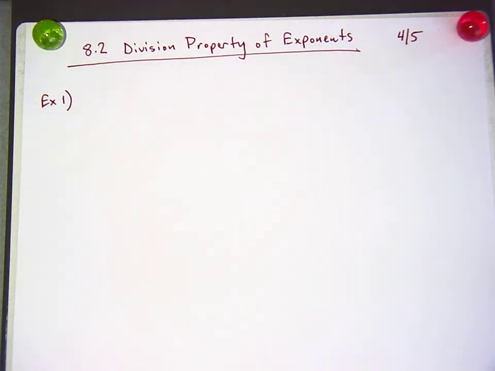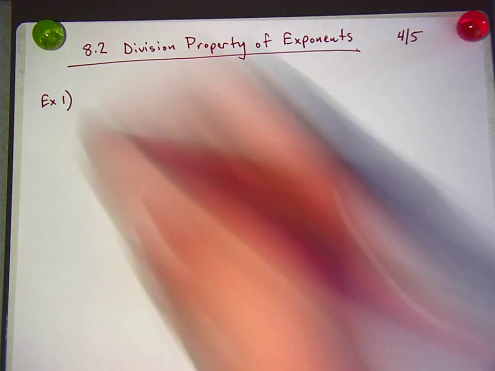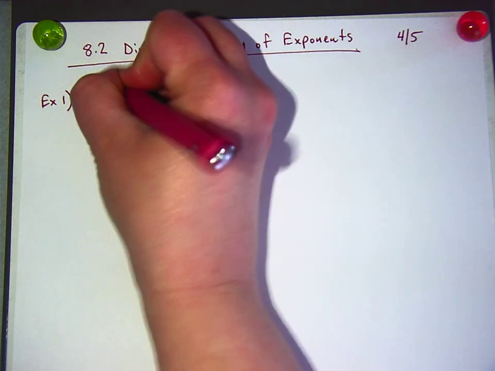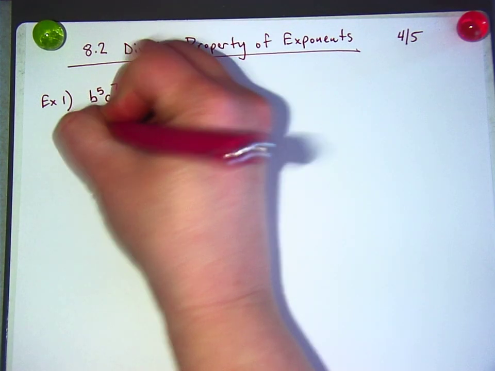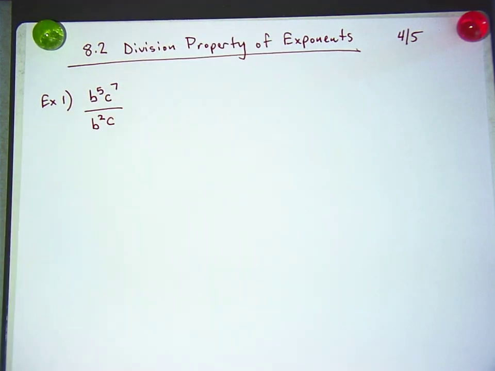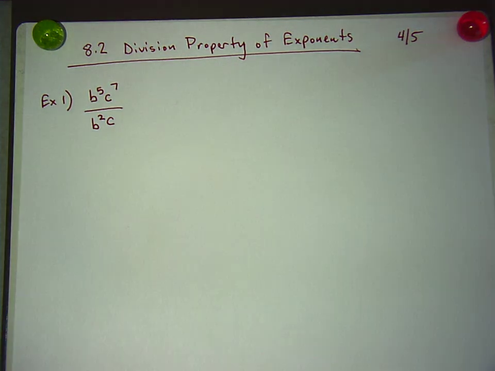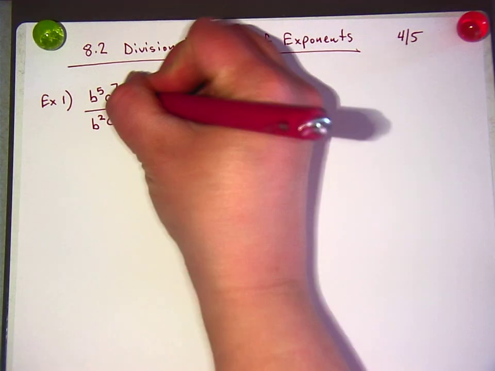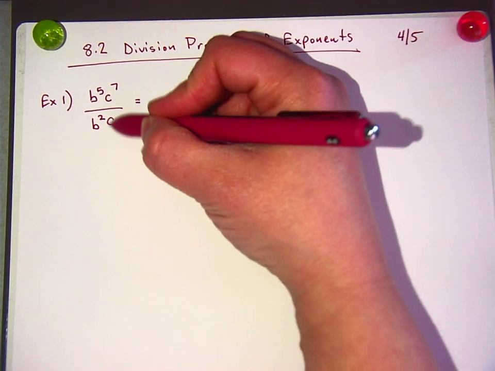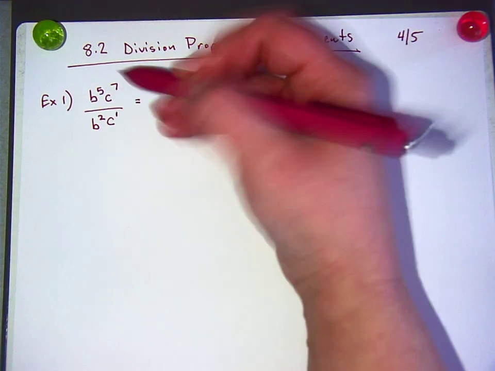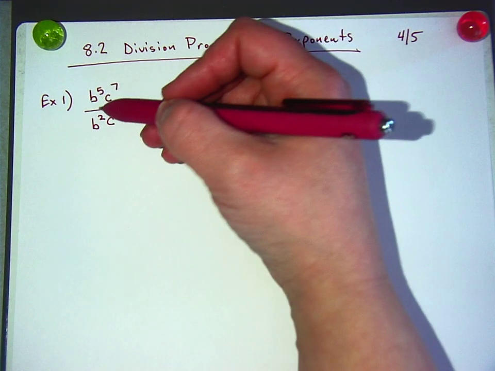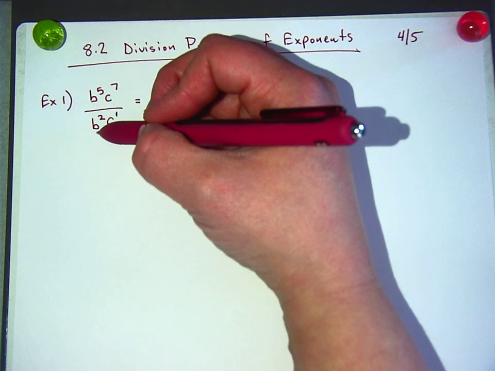All right. Let's do a couple examples quick. Example 1. B to the 5th, C to the 7th over B squared C. Okay, I'm going to do this one with you. What power does this C have? 1. So you need to imagine in your head. You can either subtract them if you want to, or I prefer to imagine in my head 5 B's on top, 2 B's on the bottom.